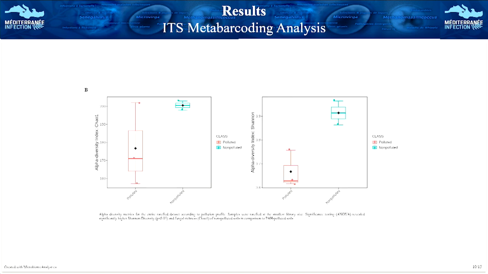So I'll go to something a little bit more interesting. When we ran some alpha diversity metrics, especially the Shannon one, we saw that non-polluted soils were much more diverse than PAH polluted soils.